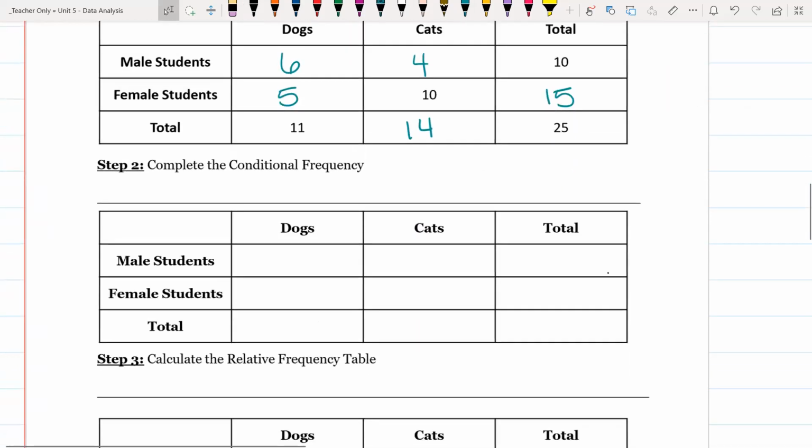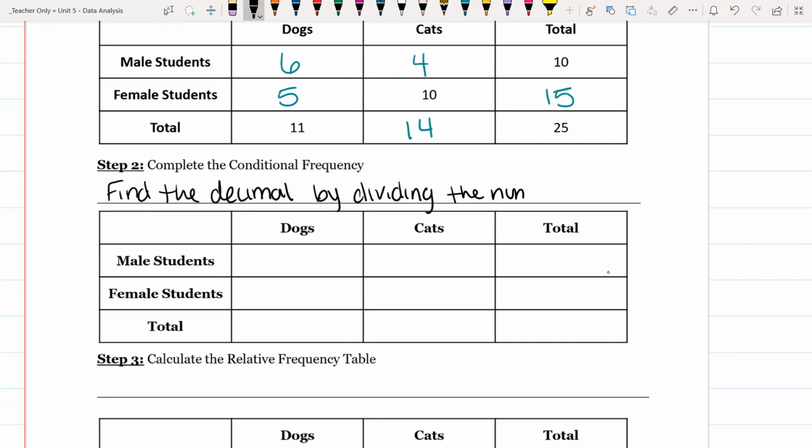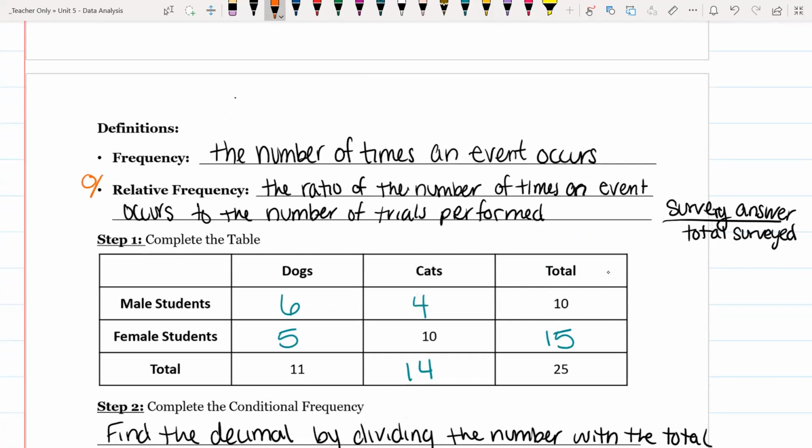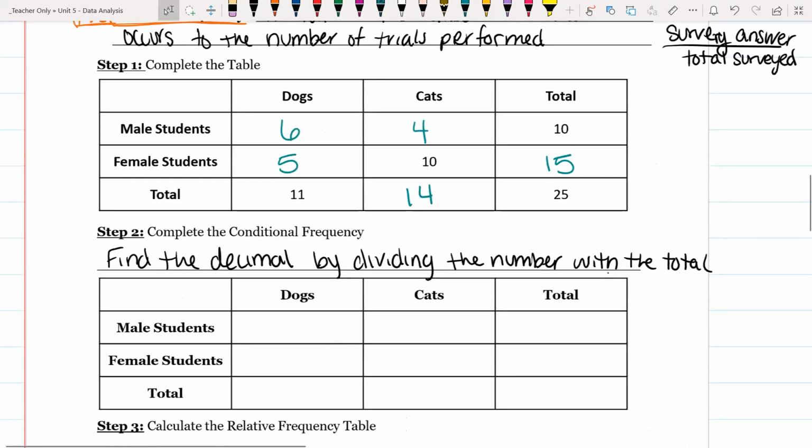Then we need to find the conditional frequency. To do that, we find the decimal version by dividing the number with the total. Okay, so the other thing that we want to say about relative frequency is we want this as a percent. So relative frequency, we want our answer as a percent. So after we complete the table, we need to turn everything into a decimal, which then will turn into a percent.